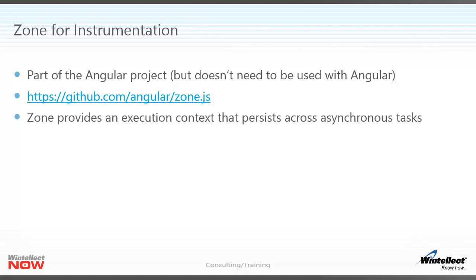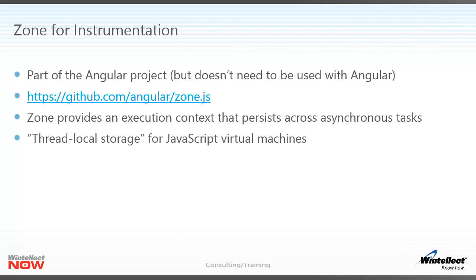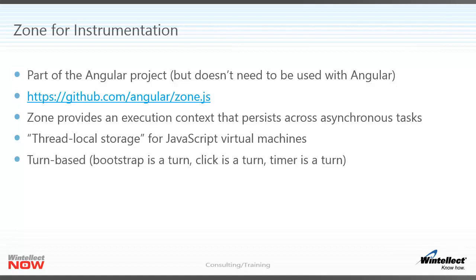What Zone provides is an execution context that persists across asynchronous tasks. So it gives you a way to very generically hook into asynchronous events, whether they're timeouts or web service calls, for example, and do something with those. It's considered thread local storage for JavaScript virtual machines. And it's what we call turn-based. So for example, when you bootstrap your app, that's really a turn. That script gets a turn in the JavaScript event loop. Then you might wire or bind a click event, so that click would be a turn, or you might fire a timer so that timer is a turn, and then you can hook into those various tasks.